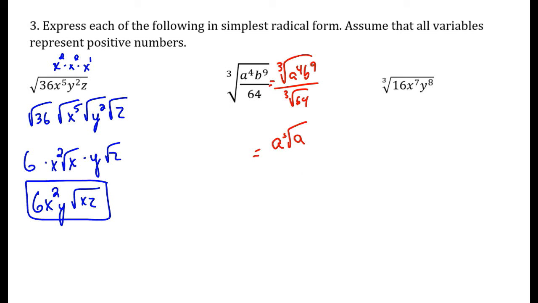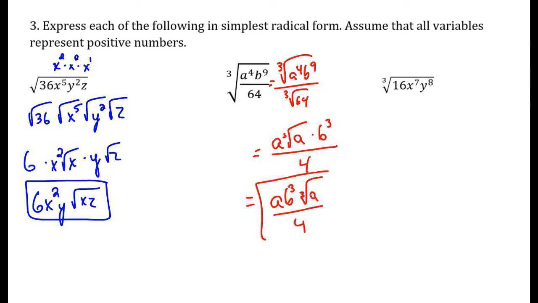The cube root of b to the 9th, well, I can take out groups of 3 there. I can take out one group of 3, another group of 3, another group of 3, so I get b to the third outside. And the cube root of 64 is 4. So my final answer is a, b cubed, cube root of a over 4. We're taking out whatever that index is. We're taking out groups of the index.